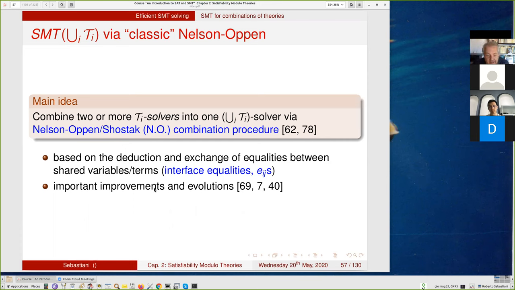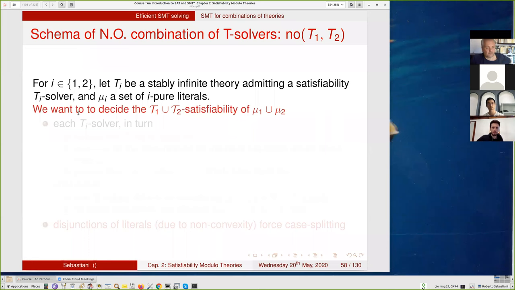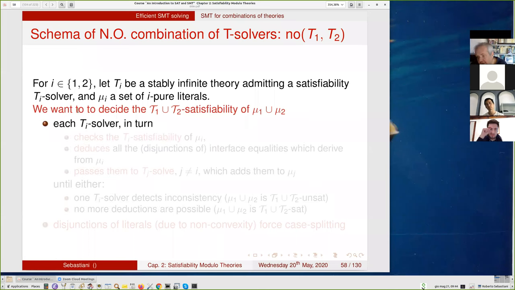Here the interface equalities have a crucial role. The idea by Nelson and Oppen was that every theory solver, when it finds a satisfiable set, deduces all the possible equalities which come as a consequence of that set of literals, and passes them to the other one. So I solve something in linear integer arithmetic and find it satisfiable, but I notice that in order to be satisfiable, variable one and variable two must be equal. So I pass this information, because in order to create a common model, the other solver must also agree on this equality. So this works as follows: each theory solver, according to the Nelson-Oppen technique, does the following.